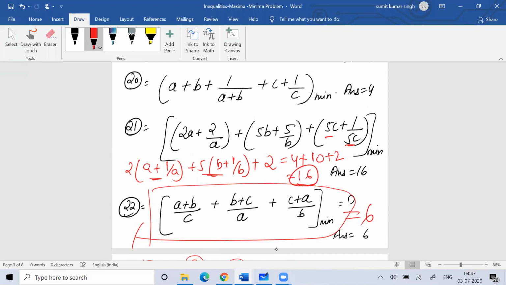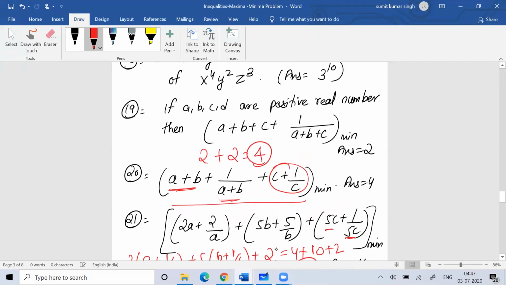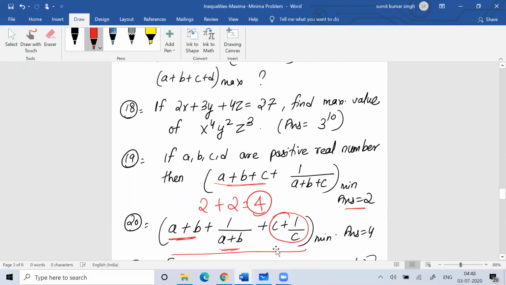Similarly, you can see this question. A plus b plus 1 by a plus b. So the minimum value of that would be 2, and c plus 1 by c, the minimum value of that would be 2. The minimum value of this expression would be 4. Similarly, you can see this a plus b plus c plus 1 by a plus b plus c. So the minimum value would be 2. You're getting this concept, right? These are just an application of the same concept I discussed.